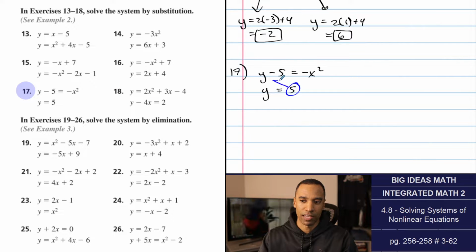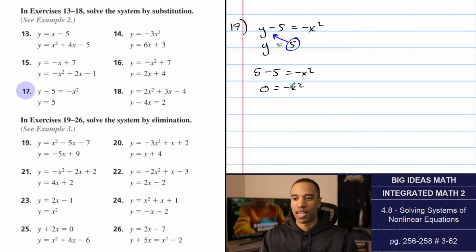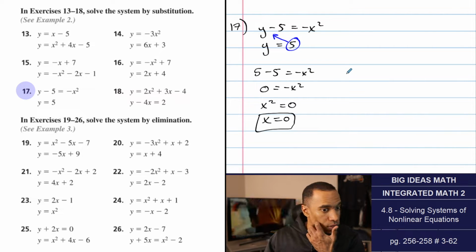5 minus 5, I get 0, right? So this will become 5 minus 5 equals negative x squared, or 0 equals negative x squared. Now, I wouldn't take the square root of both sides yet. I got a negative x squared. Probably makes more sense to say x squared equals 0. But listen, x equals 0. There's only one kind of answer there, and that's the only one. And, hey, it was one solution.